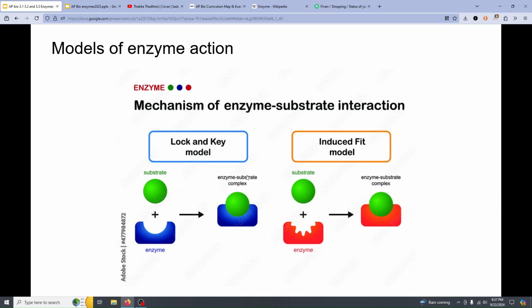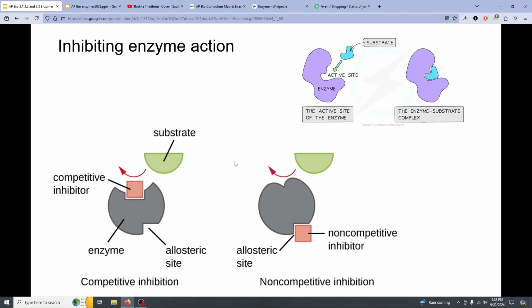But later on, it was realized that it is not always an ideal fit. The substrate comes and binds to the enzyme's active site, which is more or less a fit. But once it does that, the enzyme's active site is induced or modified so that it becomes a perfect fit for the substrate, therefore forming the enzyme substrate complex. Because there is an induction of change, a modification in the active site of the enzyme by the binding of the substrate, we call it the induced fit model.